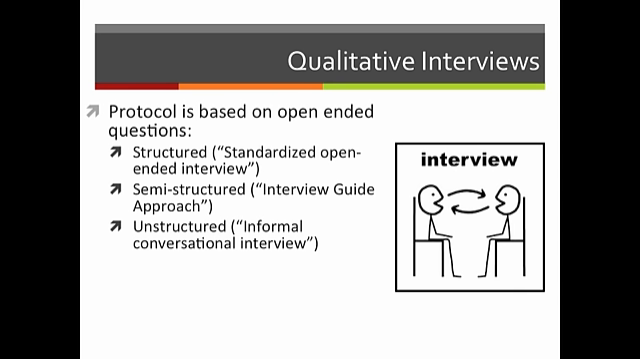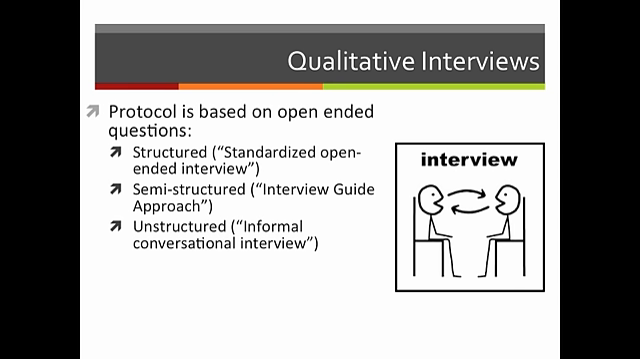So a semi-structured interview, or the interview guide approach, is more structured than just an informal conversation, and it does include a protocol that has open-ended questions listed, but the questions can be asked in any order, and the interviewer can kind of change direction depending on how the participant is responding to their starting questions, and the wording can be changed by the interviewer depending on how, again, the participant is responding to the prompts.